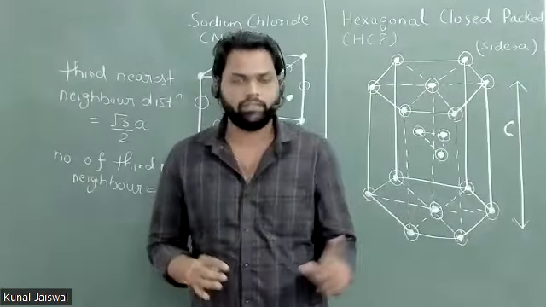So we have talked about these 2 planes. Now let's talk about this symmetrical plane. 3 atoms are there. Each atom is at the same distance, and the distance is a. That means the distance between these 2 atoms will be a, between these 2 atoms will be a, and between these 2 atoms will also be a.